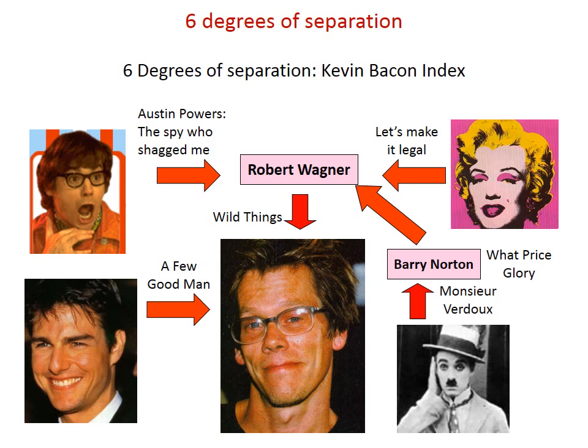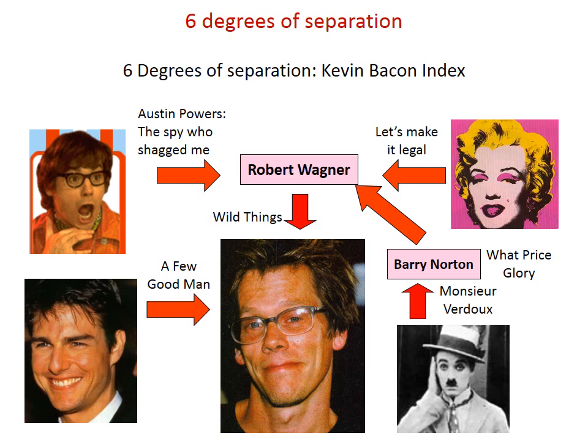So in this case, the distance between Charlie Chaplin and Kevin Bacon is 3, because Charlie Chaplin played with Barry Norton in Monsieur Verdoux, Barry Norton played with Robert Wagner in What Price Glory, and Robert Wagner played with Kevin Bacon in Wild Things. So you have 3 links that connect Kevin Bacon and Charlie Chaplin. Instead, there are 2 links between Marilyn Monroe and Kevin Bacon, because Marilyn Monroe played in Let's Make It Legal with Robert Wagner. Robert Wagner played in Wild Things with Kevin Bacon.